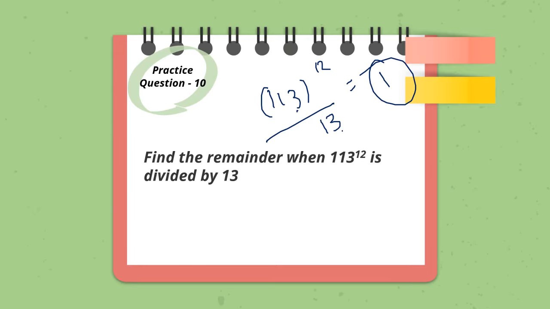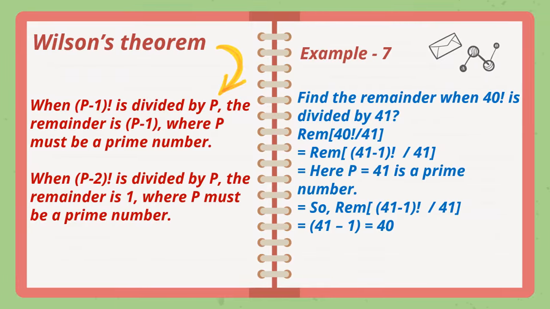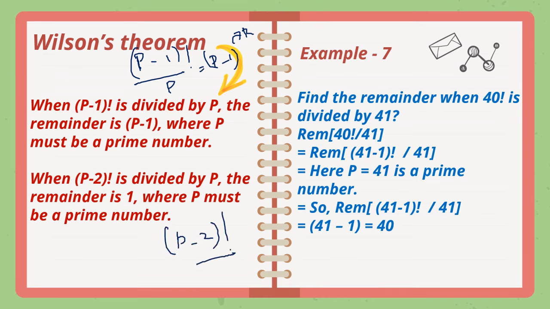So the next slide is going to tell you about Wilson's theorem. Wilson's theorem says that (p minus 1) factorial on dividing by p leaves remainder p minus 1. And in the same way, (p minus 2) factorial divided by p will leave remainder 1. Here p should again be a prime number, that's the condition.